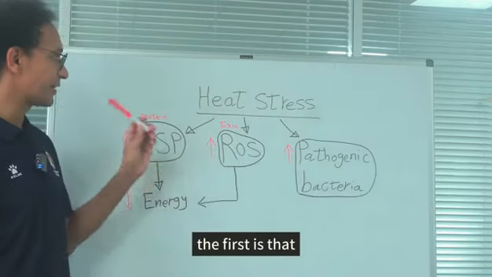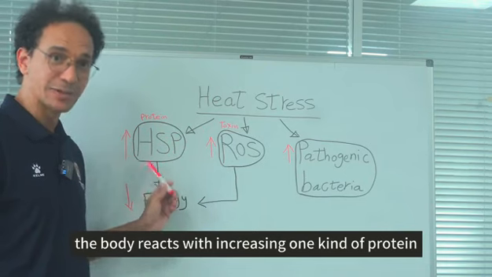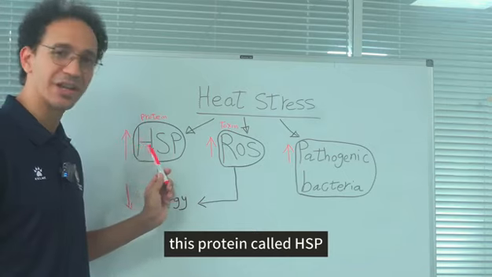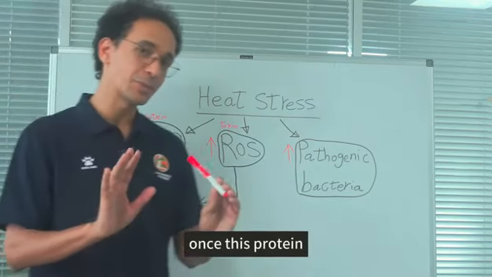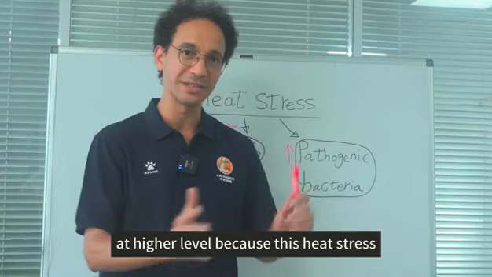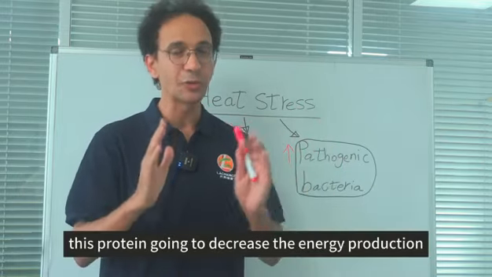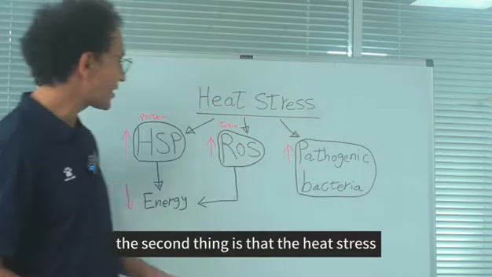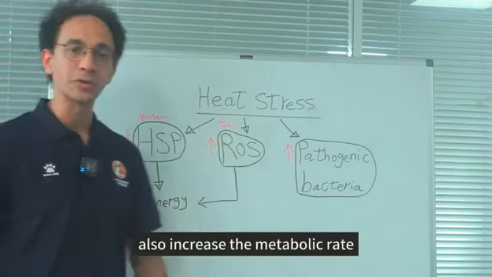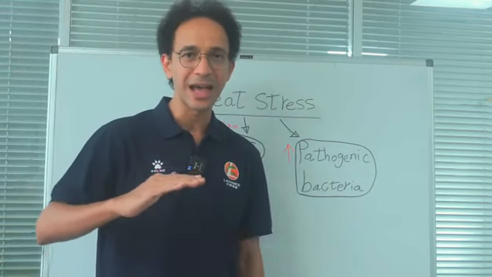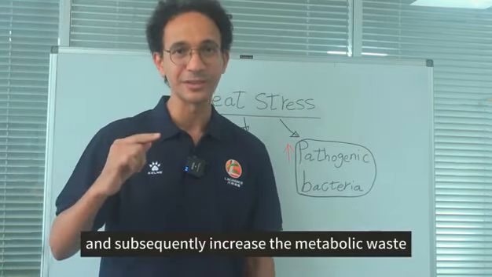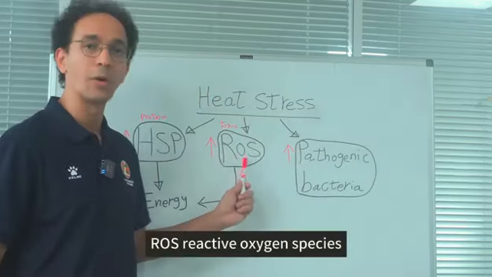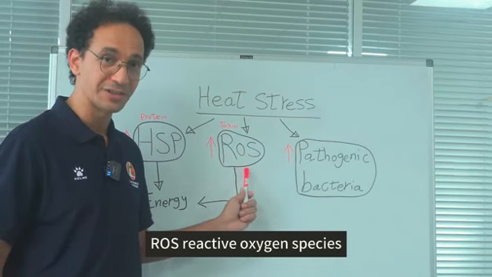The first is that the body reacts by increasing one kind of protein, called HSP. Once this protein is at a higher level because of heat stress, it is going to decrease the energy production. The second thing is that heat stress also increases the metabolic rate to a higher level, and subsequently increases the metabolic waste in terms of ROS, reactive oxygen species.